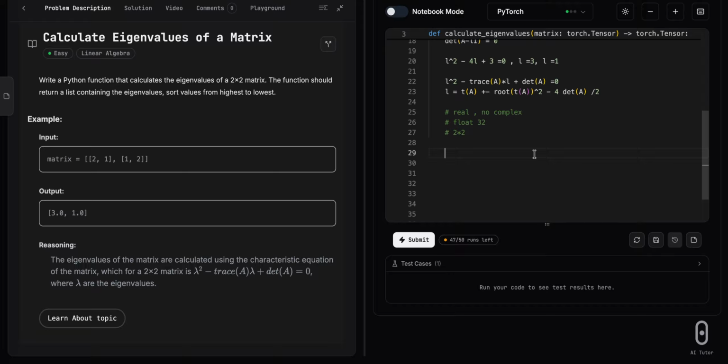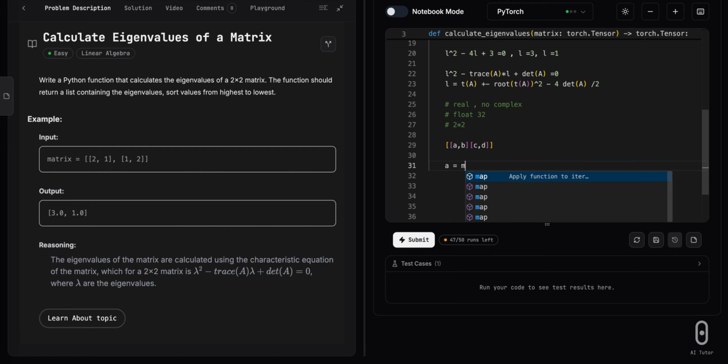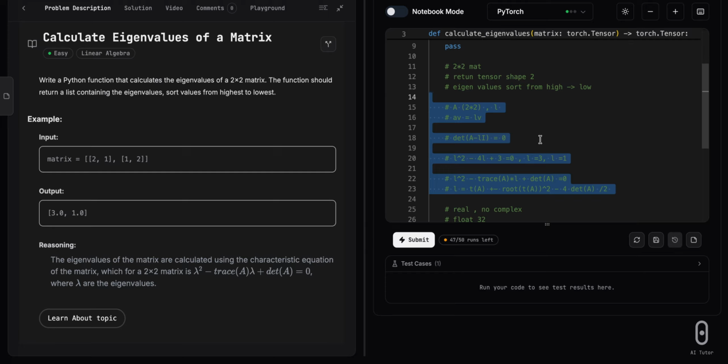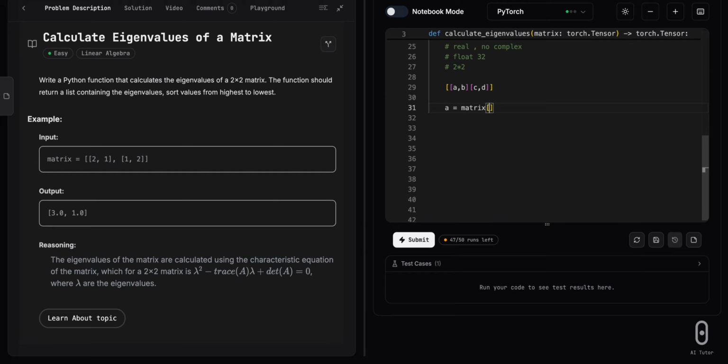For this we need to extract all 4 scalar values. As I said, we will have a, b and c, d, so this will be our matrix. So a will be matrix of 0, 0, and similarly b, c, d will be matrix of 0, 1, 1, 0 and 1, 1. So these are our matrix entries.